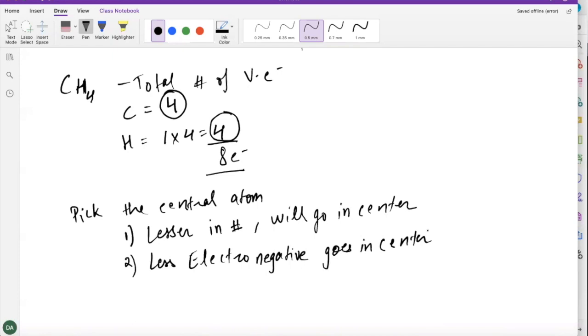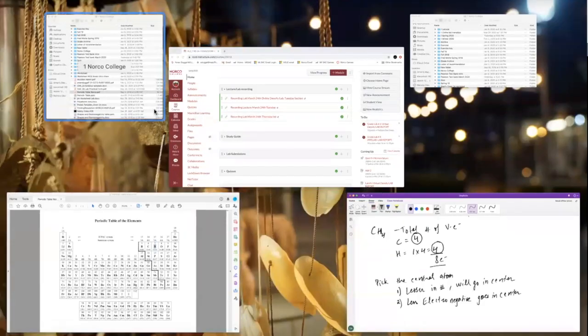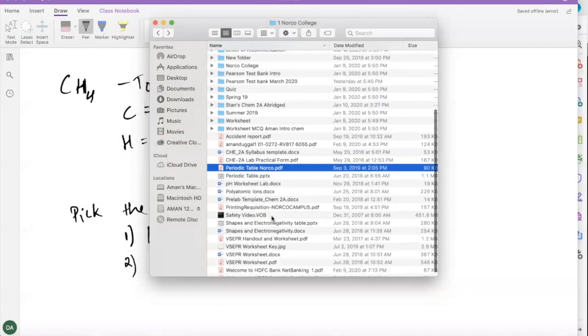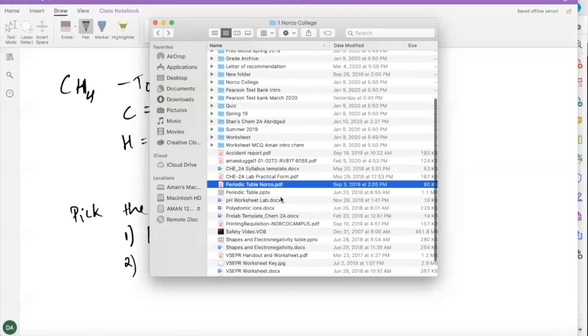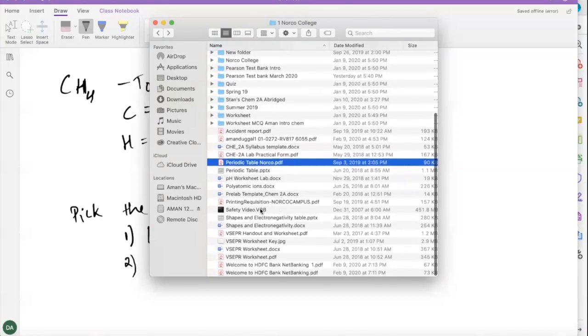Okay, now what do we mean by this? Let's look at another table. I'm going to show you one more table, which has the electronegativities.